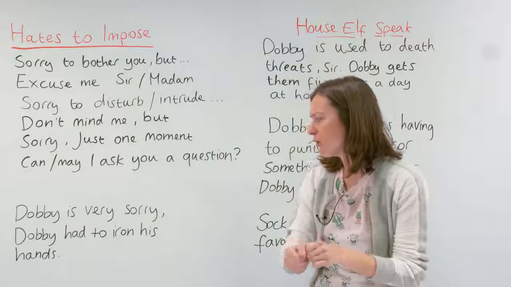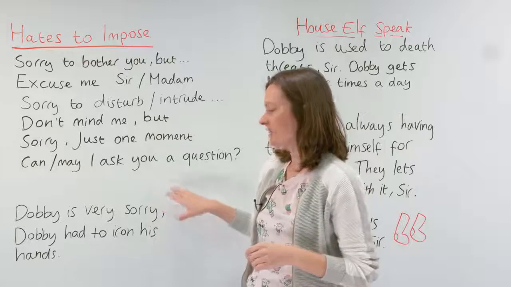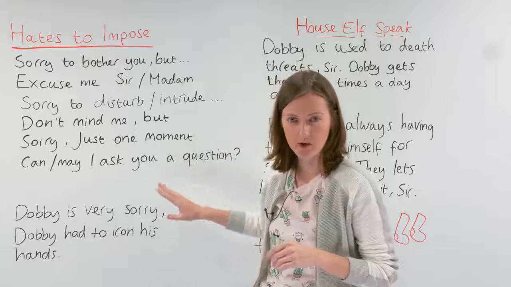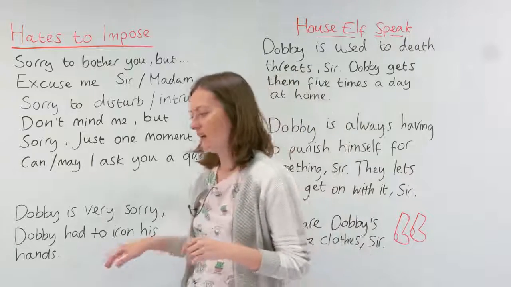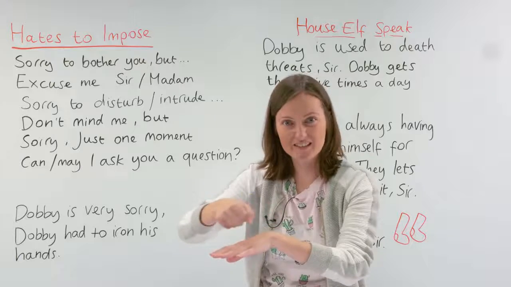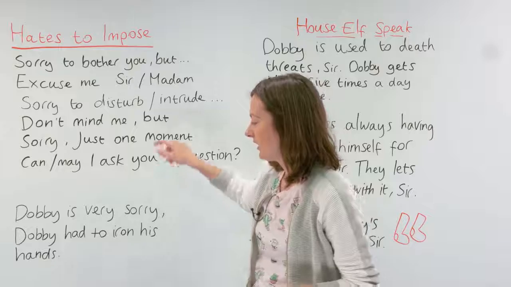Dobby is very sorry. Dobby had to iron his hands. And he gets so cross with himself. He hates himself so much for making a mistake that to punish himself, he'll iron his hands. He'll burn his hands to show how very sorry he is.